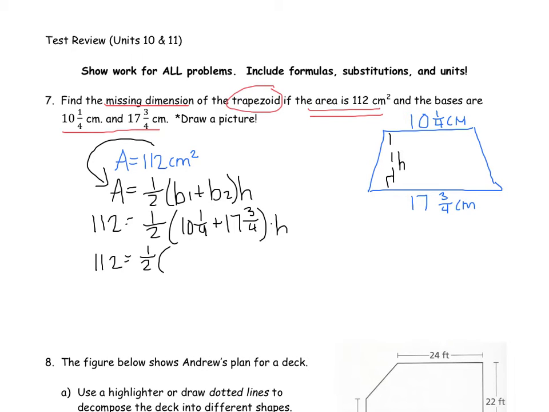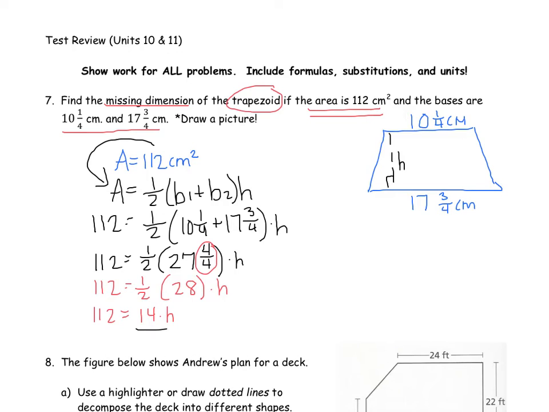10 1/4 plus 17 3/4, I can add those together very easily since they have a common denominator. So 17 plus 10 is 27, and 1/4 plus 3/4 is 4/4, times height. But 4/4 is equivalent to 1, so I know that 27 4/4 is the same as 28. I'm going to keep on going down in this order, so 112 equals 1/2 of 28. Half of 28 is 14, and I'm left with 14 times h.